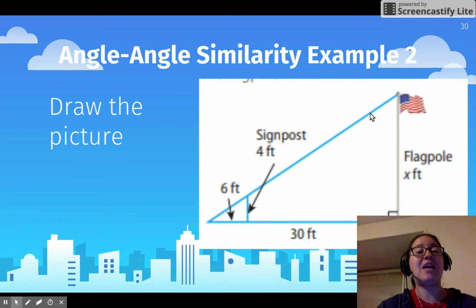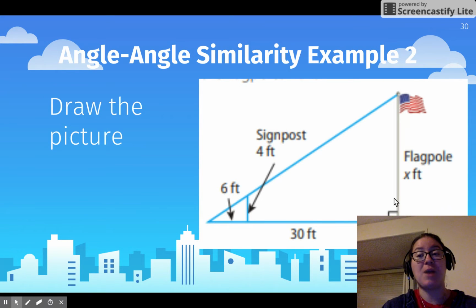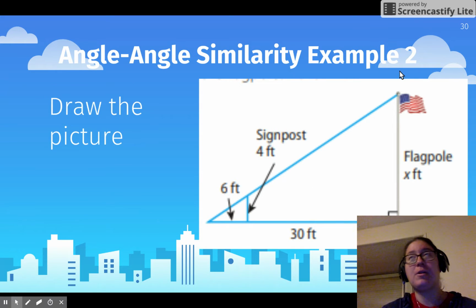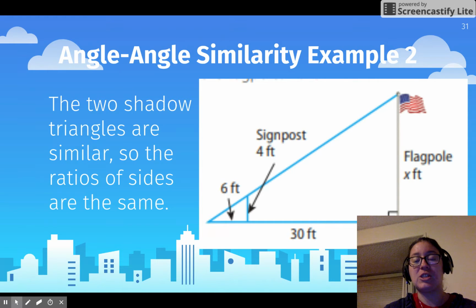Now here's an application of the angle-angle similarity theorem. Because triangles that are similar are proportional, or they're the same shape, so all the sizes match up in a proportional way. So in this picture, we have a flagpole. We don't know how tall it is, but we know there's this 4-foot tall signpost. And this line right here is the sun hitting the flagpole and hitting the signpost and then the ground. The shadow of the flagpole is 30 feet and the shadow of the signpost is 6 feet.